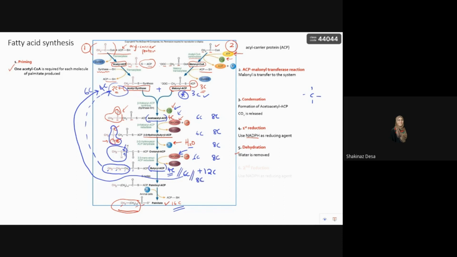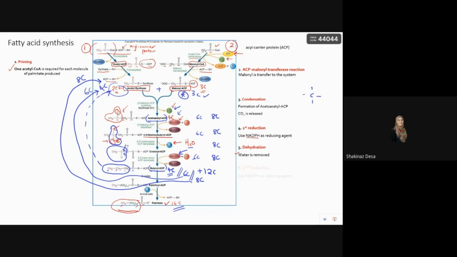Nama pun dah lain. You may want to find out what is the name for that 8 carbon, 6 carbon. For 4 carbon is butyryl ACP. For 6 carbon, apa nama dia? For 8 carbon, apa nama dia? But now we only have 8 carbon. So this 8 carbon pun sama. It will repeat the whole processes again.